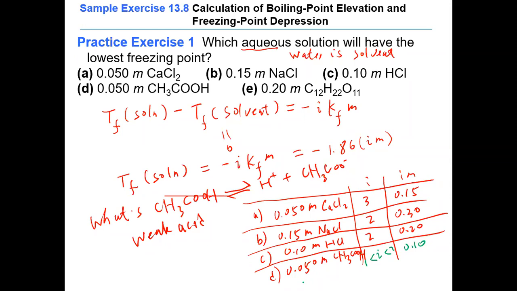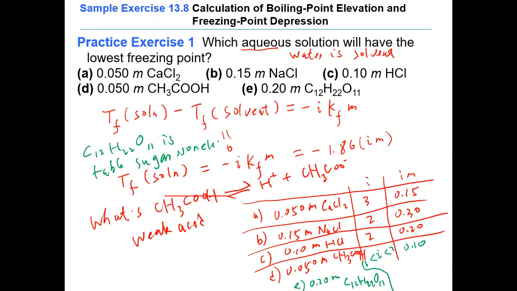So we have E, which looks like sucrose, 0.20 molarity, C12H22O11. What do you think? So let me write here. So this is C12H22O11, as it is our table sugar. Do you think a table sugar you put in water will give you some ion? No, right? So this is definitely a non-electrolyte. So i is one, okay? So therefore you have this one times 0.20, you still have this, okay?